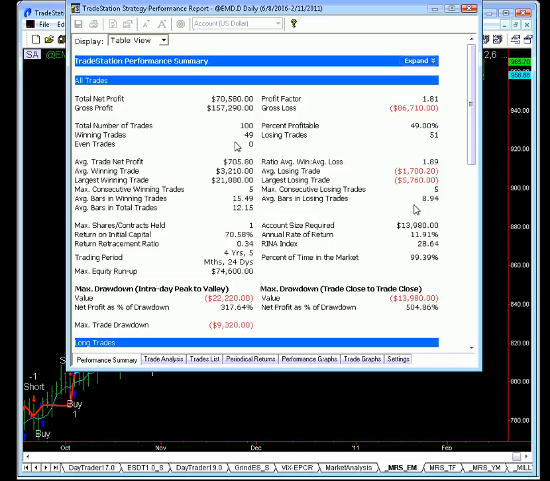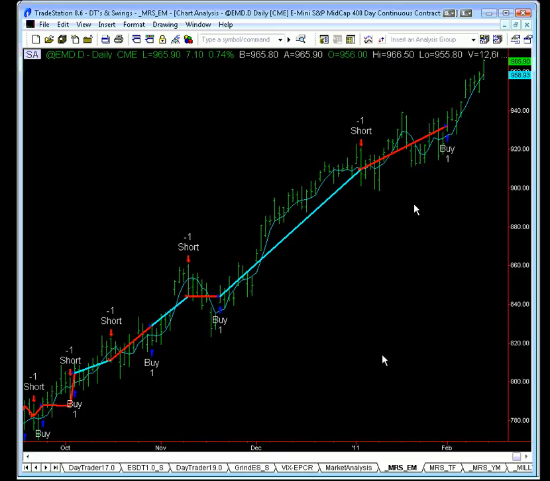$70,000, $700 average trade net profit. Essentially, every time you put on a trade, on average, you're going to make $705.80. Of course, you might make $1,500 on one trade, lose $700 on the next. Actually, that wouldn't be an average of $700. Make $2,100, lose $700 on 2 trades, give you $1,500 or so net, and 2 trades, of course, would give you an average trade of $705. Very impressive for the MRSEM systems.